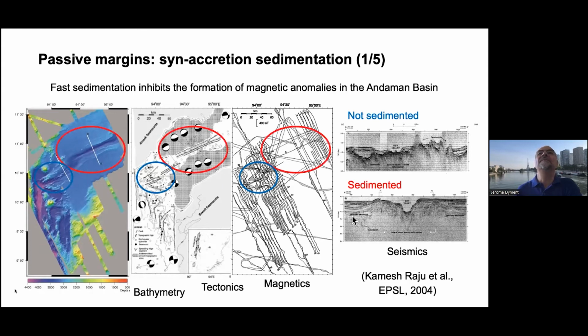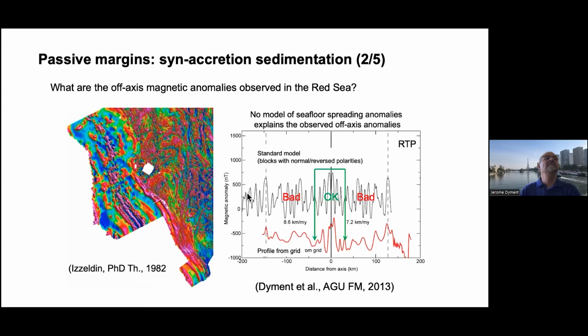Actually, when we go to another area, that is the Red Sea, here are some data that were collected quite a long time ago as part of the Saudi-Sudanese Commission for the Red Sea. And those data are showing very nice high amplitude, short wavelength anomalies near the axis that are well known and have been interpreted as anomaly 1 and anomaly 2A.